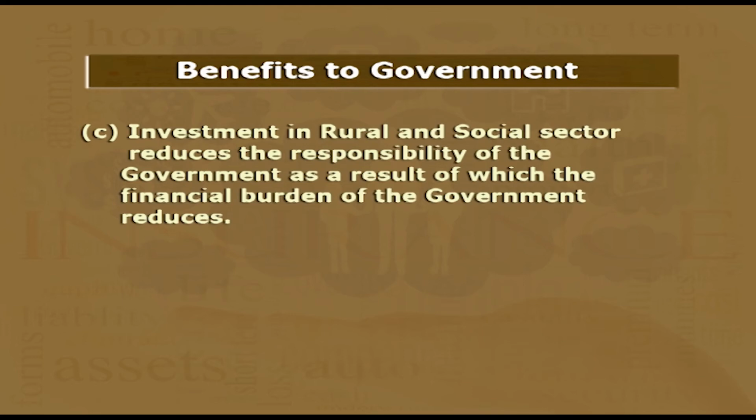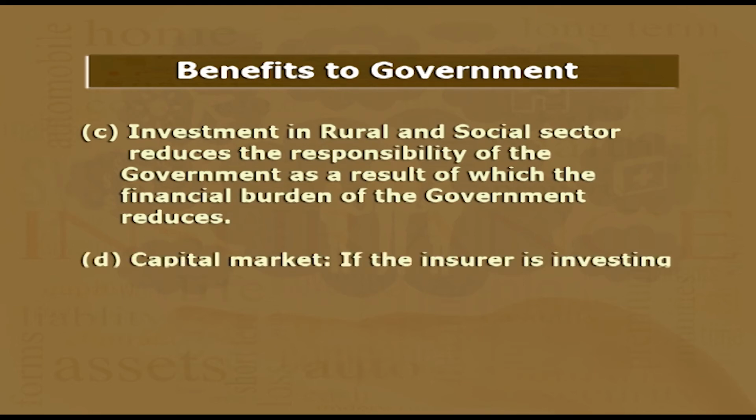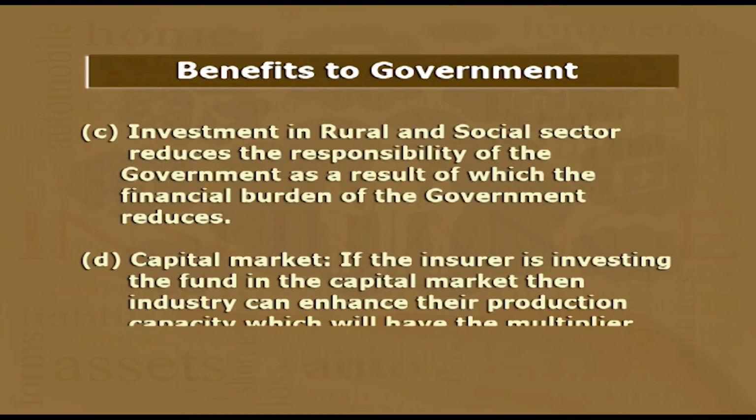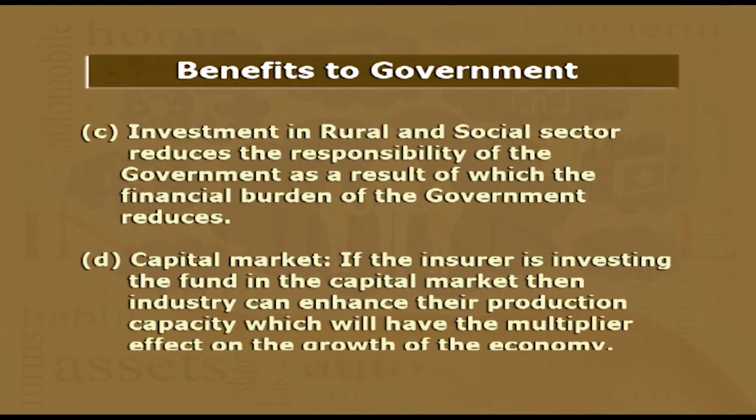D. Capital market. If the insurer is investing the fund in the capital market, then industry can enhance their production capacity, which will have a multiplier effect on the growth of the economy.